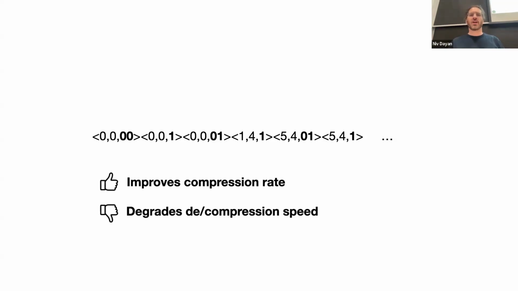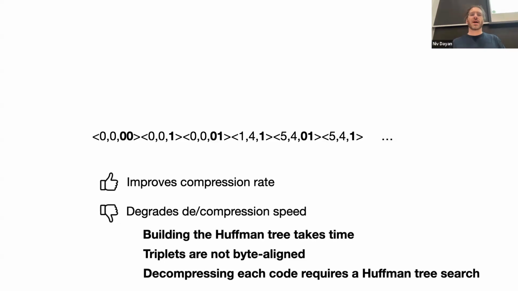Okay, so what are the trade-offs here? This is going to further improve our compression rate, but this Huffman coding is actually seriously going to degrade our compression and decompression speed. Building the Huffman tree takes some time, but also now these triplets are not fully aligned, and we have to do a lot of bit manipulations to traverse them. And to decode each one of these codes, we need the original Huffman tree to tell us what symbol it corresponds to. So it makes things a lot slower, but also a lot smaller.